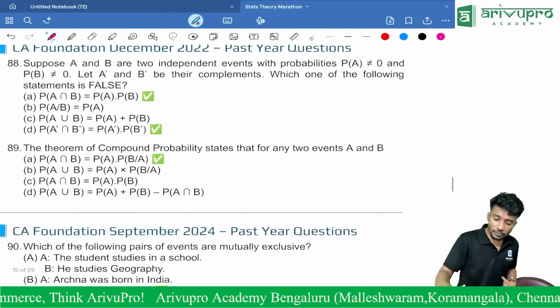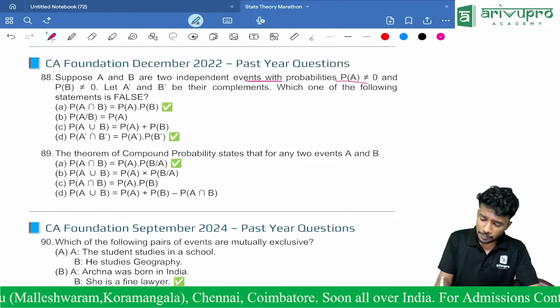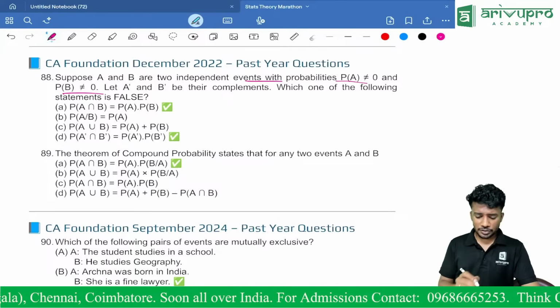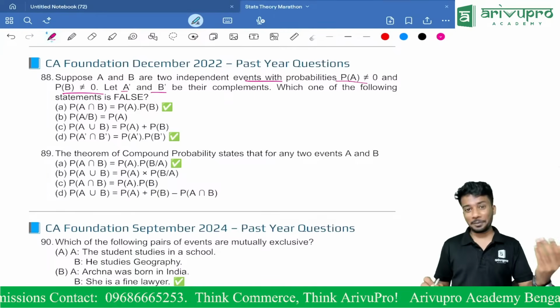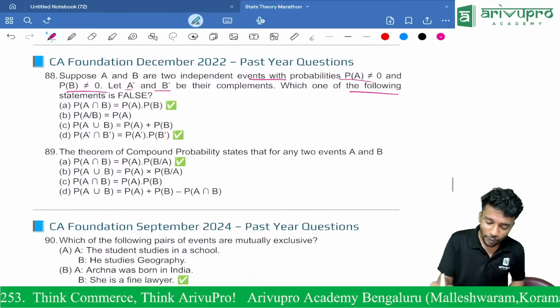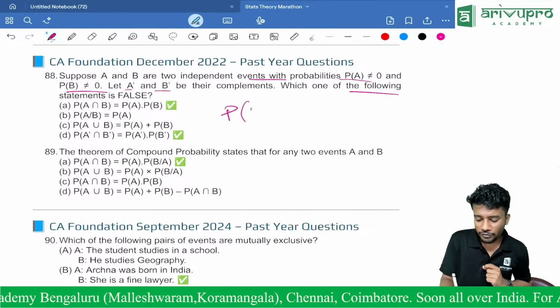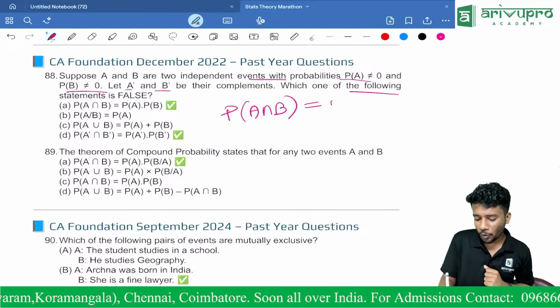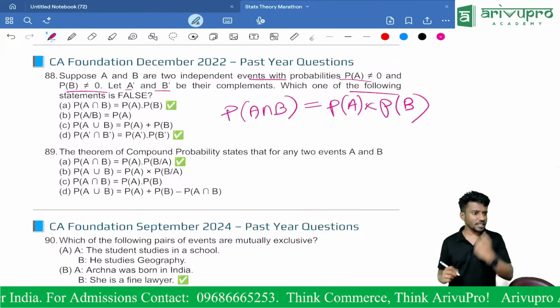Then, suppose A and B are two independent events having probability P of A not equal to 0, P of B not equal to 0, and let A complement and B complement be their complements. Which of the following is true? We know that for independent events, P of A intersection B is equal to what? P of A into P of B. Now we are going to chapter number 15.